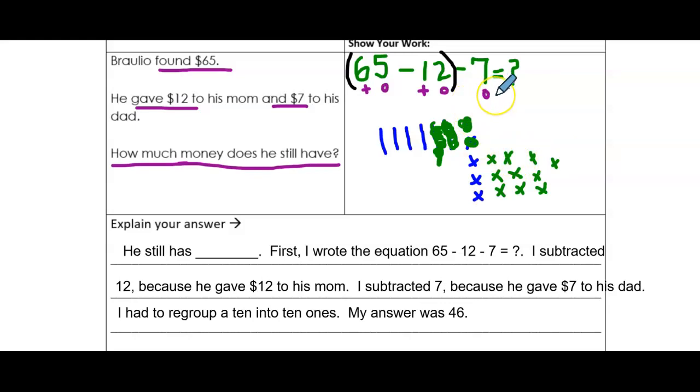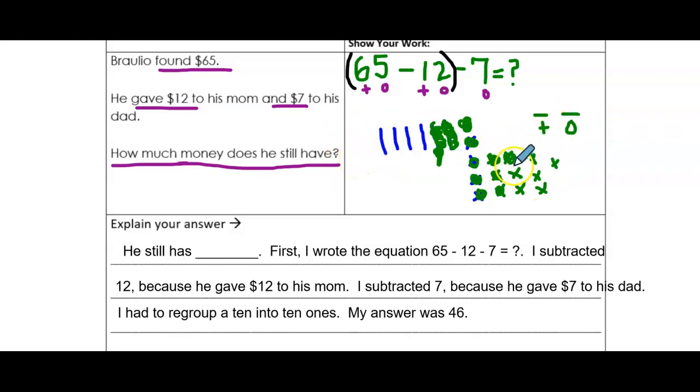Now, can we take away 7 ones? Yes, we can. Please help me count. 1, 2, 3, 4, 5, 6, 7. Great job, boys and girls. Now, we don't have anything else to subtract, so let's see what our answer is. Let's draw our ones place line and our tens place line. We don't have to draw a hundreds place line because we have no hundreds.